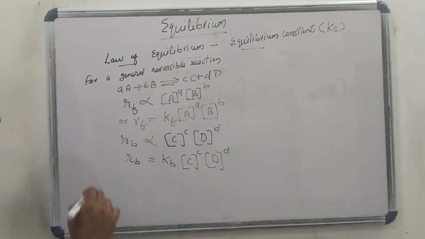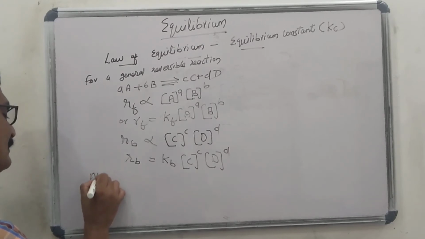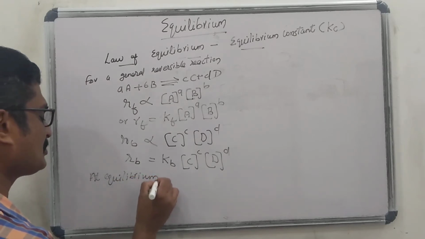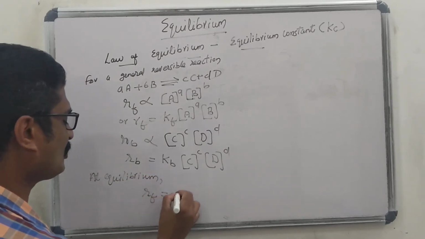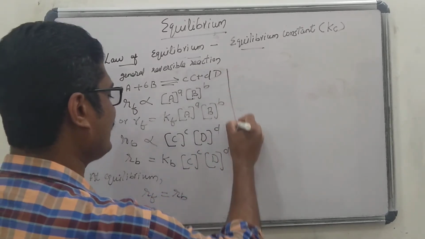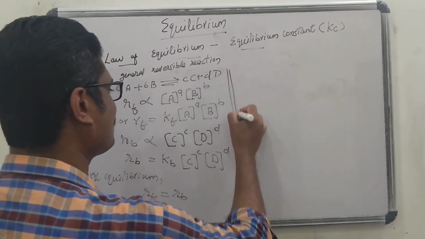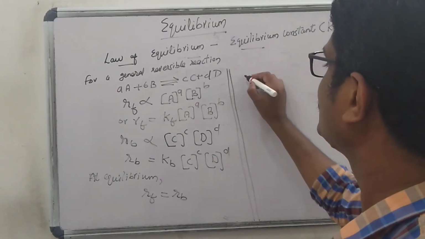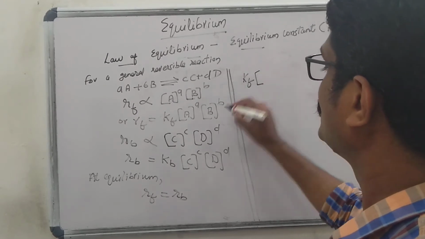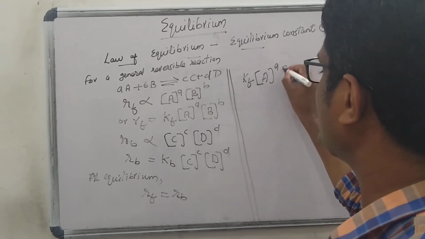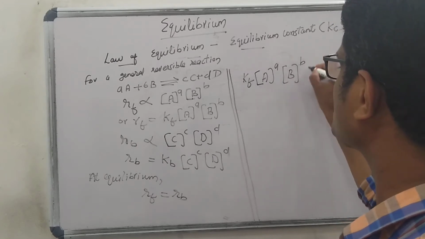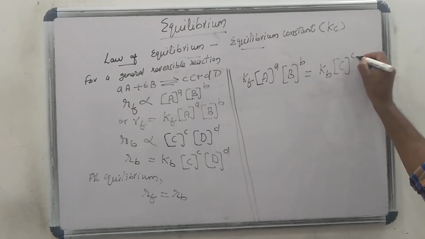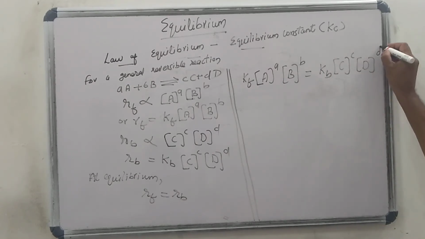Then we know at equilibrium, suppose this reversible reaction attains equilibrium state, then RF equal to RB. Okay, the rate of forward reaction becomes equal to rate of backward reaction. That is Kf into molar concentration of A raised to a into molar concentration of B raised to b is equal to Kb into molar concentration of C raised to c into molar concentration of D raised to d.